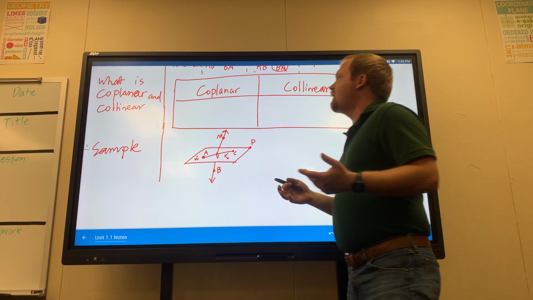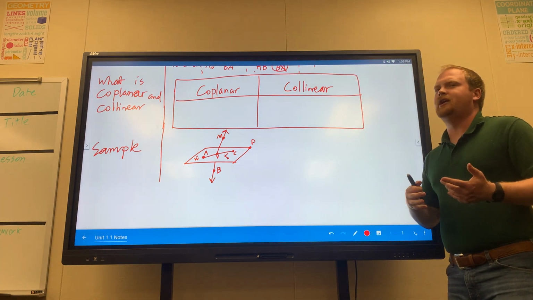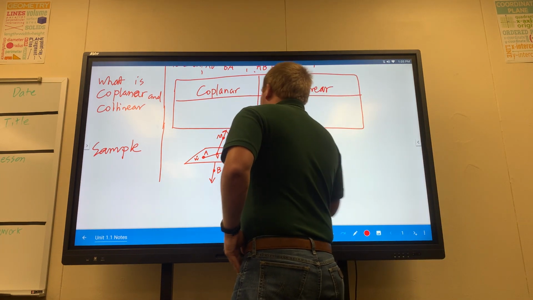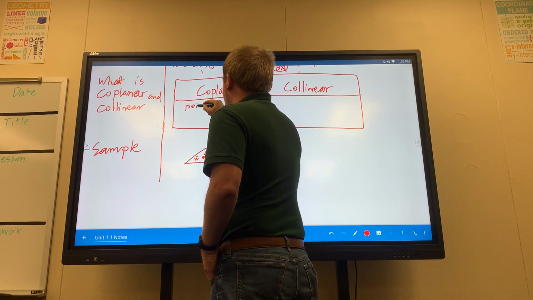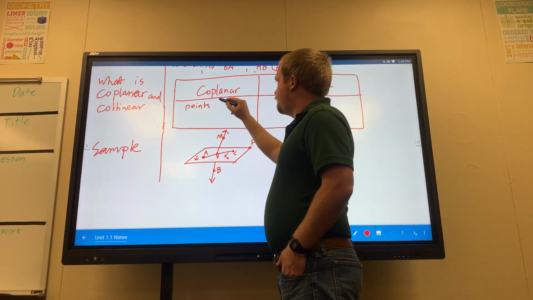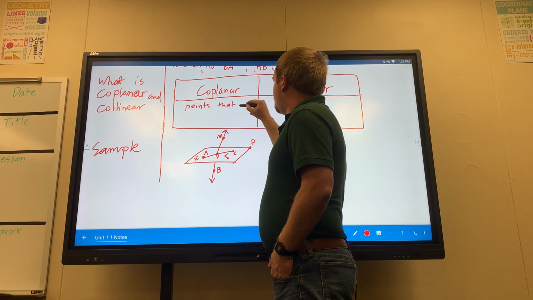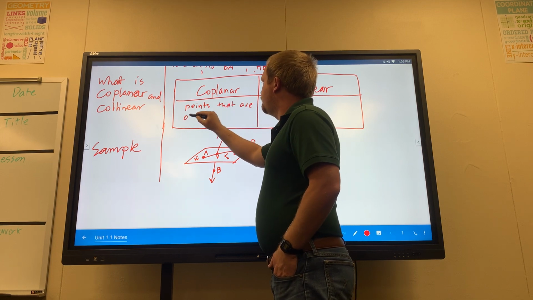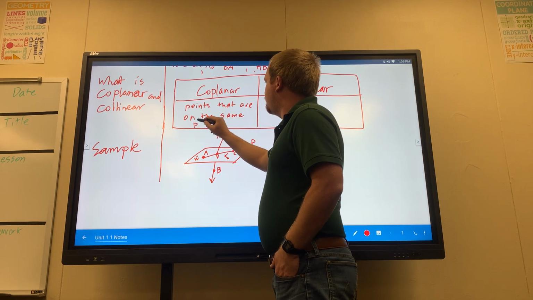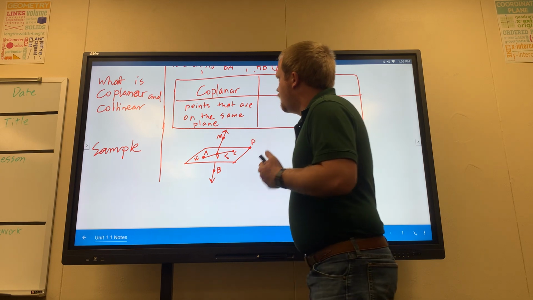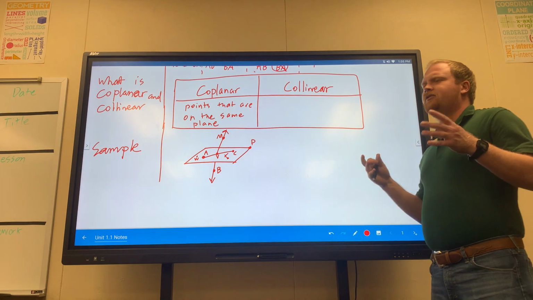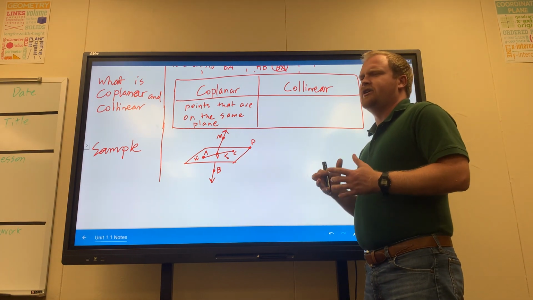Now, another thing that we do got to keep in mind is what's coplanar and collinear. Coplanar are points that are on the same plane. Okay? Any point that is on the same plane is coplanar. That means it's all together in the same plane. They all share the same plane.